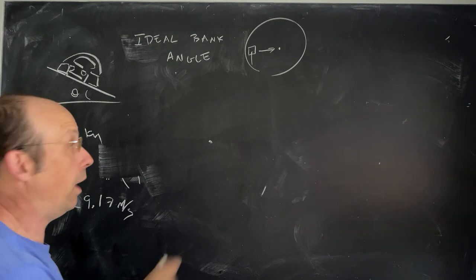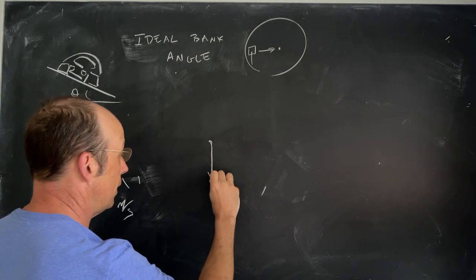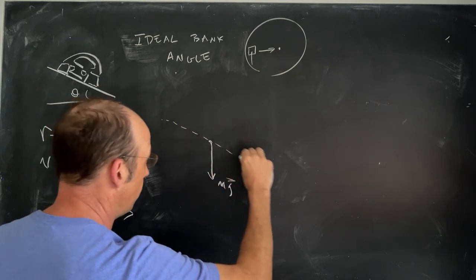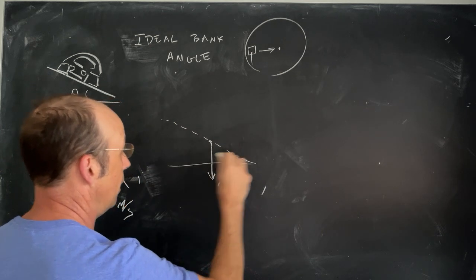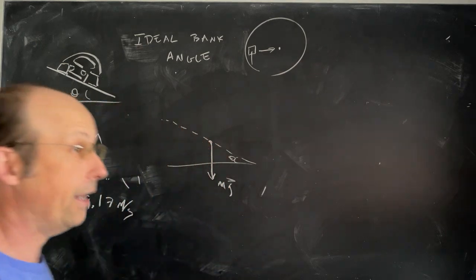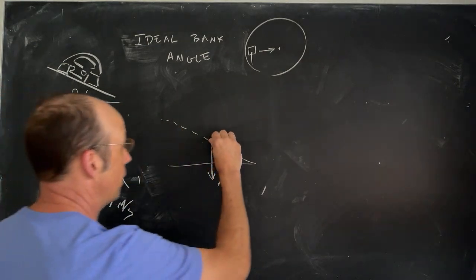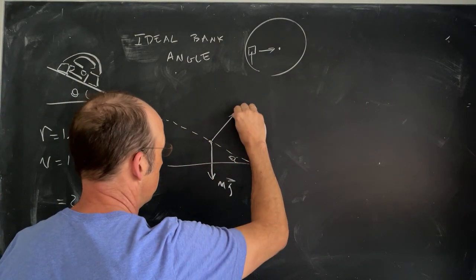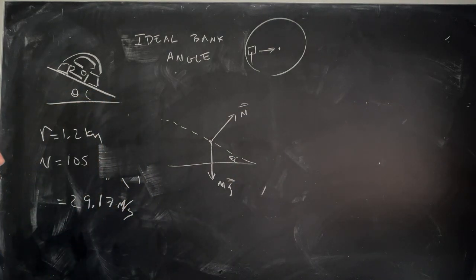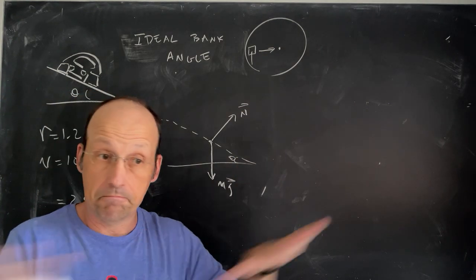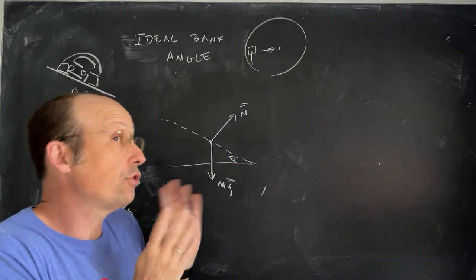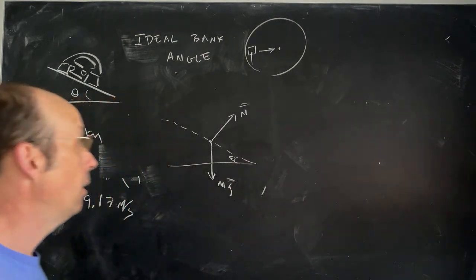So let's just draw the force diagram. What forces do I have? Well, I know I have a downward gravitational force. And then here's my road at some angle theta. And so I also have a normal force. And the normal force is perpendicular to this. Now, what other forces are acting on the car? And the answer is, that's it. If it's an ideal situation and there's no friction, that's it, okay?